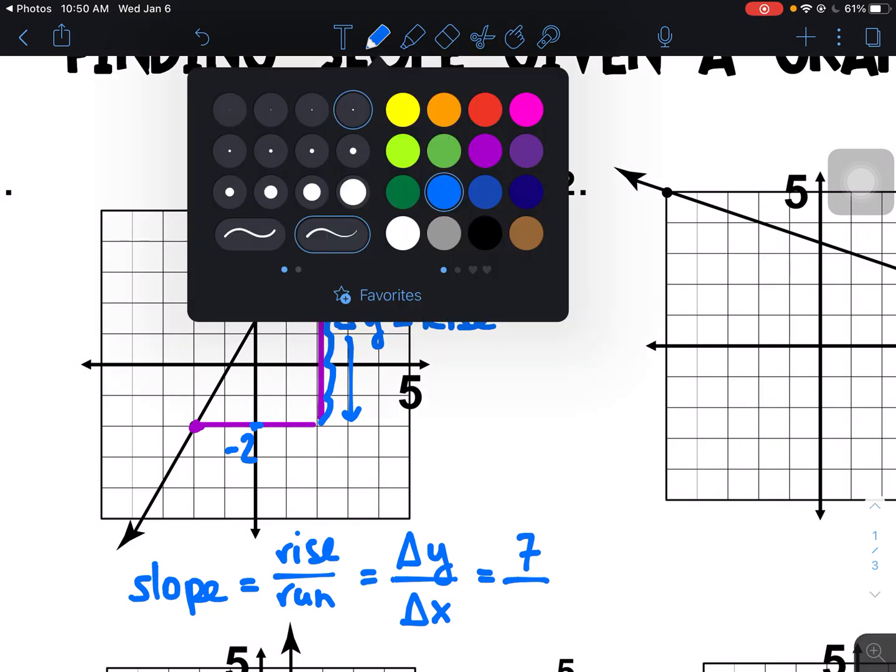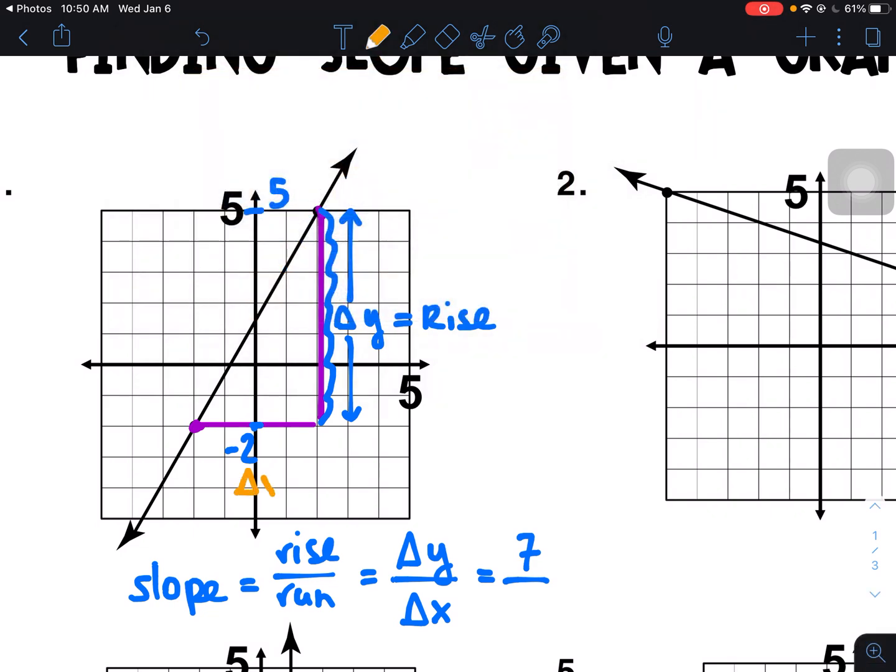Let's look at my change in x. I go from -2 to +2. Or if I count 1, 2, 3, 4 spaces. 7 and 4 don't divide by any of the same numbers except for 1. So this is our most simplified slope. If I started here, my rise would be 7, and then go over 4 to get the next point.